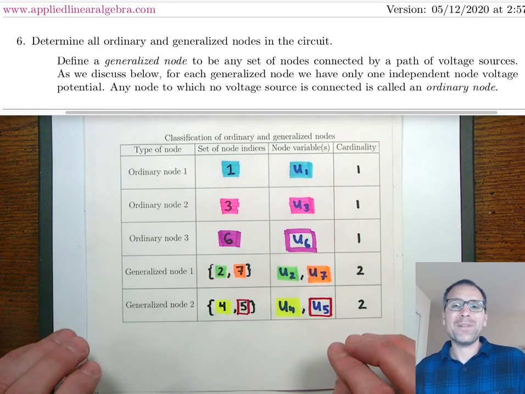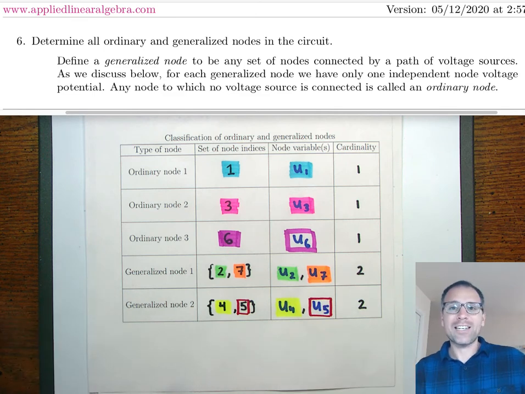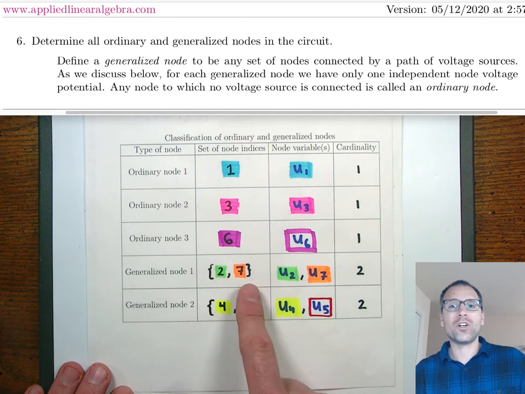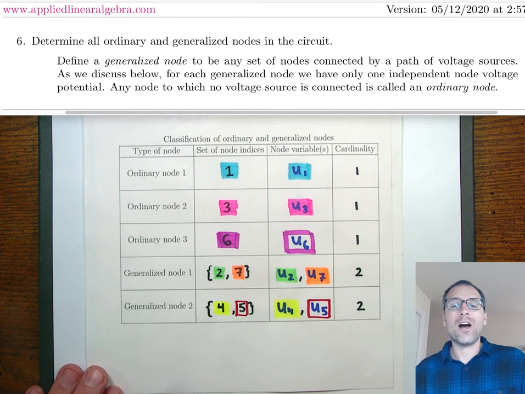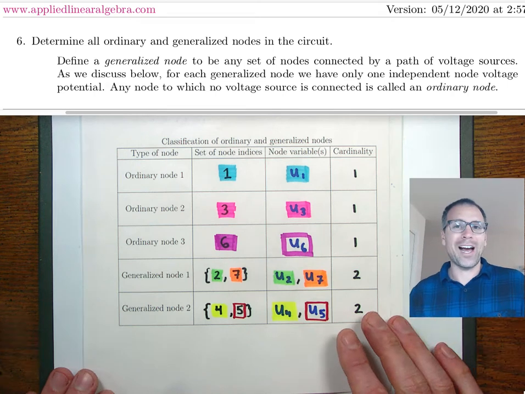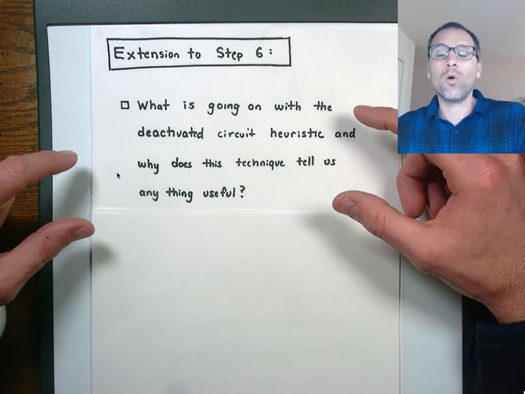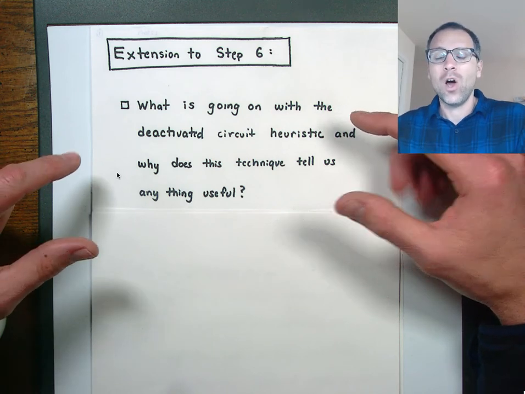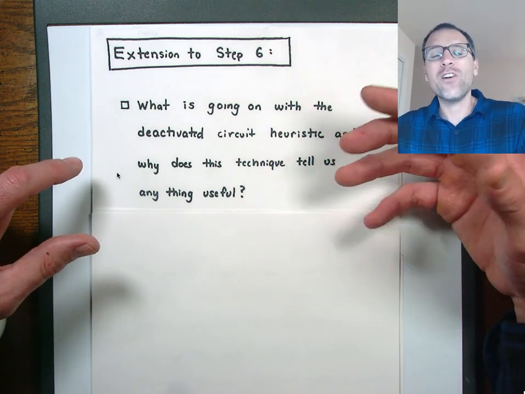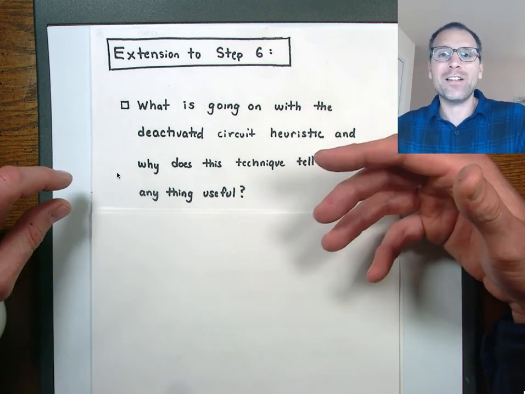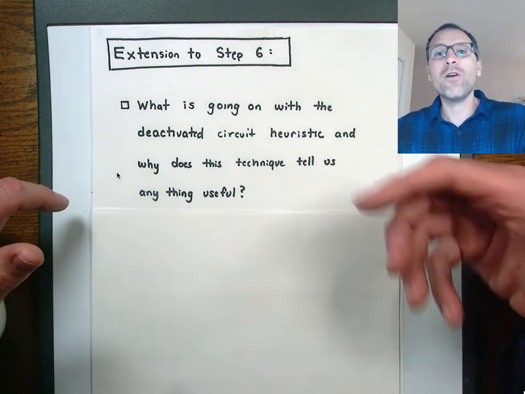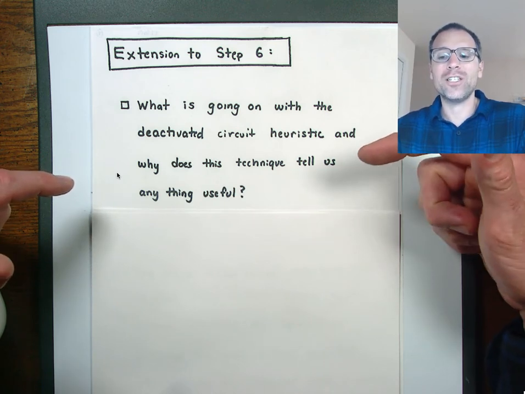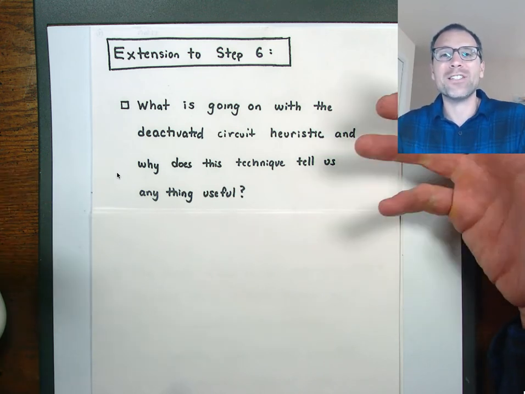Formally speaking, this step is actually quite quick. If we just deactivated the circuit, we could determine this entire generalized and ordinary node structure quite quickly, but there's a lot going on behind the scenes, and that's what I want to get into now. The first thing we're going to do when we're exploring the foundations behind step 6 is start with our curiosity. One of the things that's quite amazing is this very easy step of deactivating the circuit leads to some very deep ideas. And the question is, why does that deactivation heuristic actually work? What does it give us that's useful?